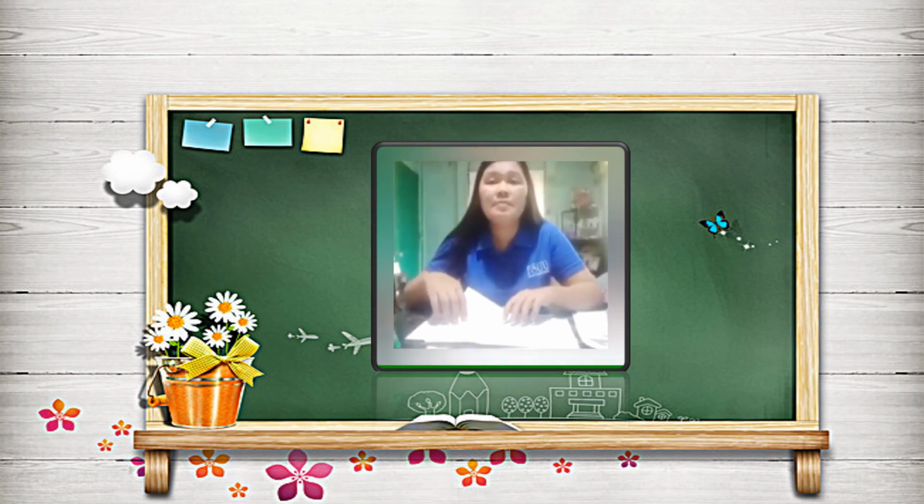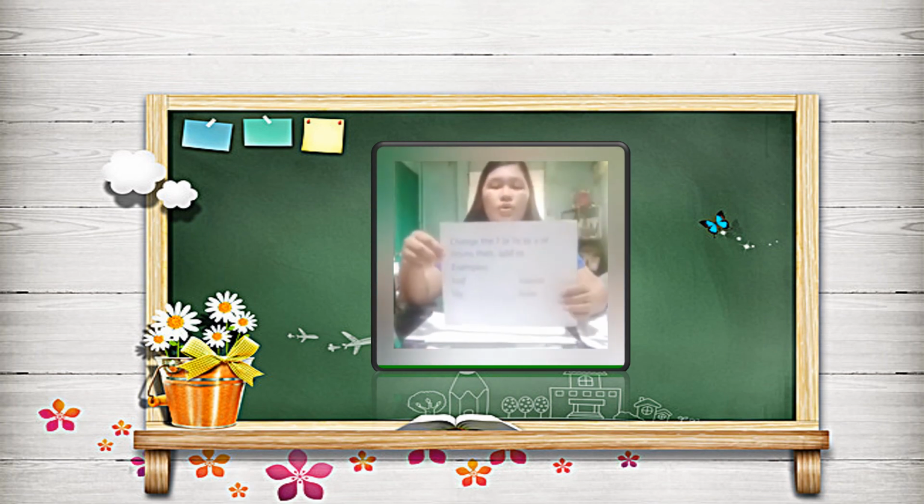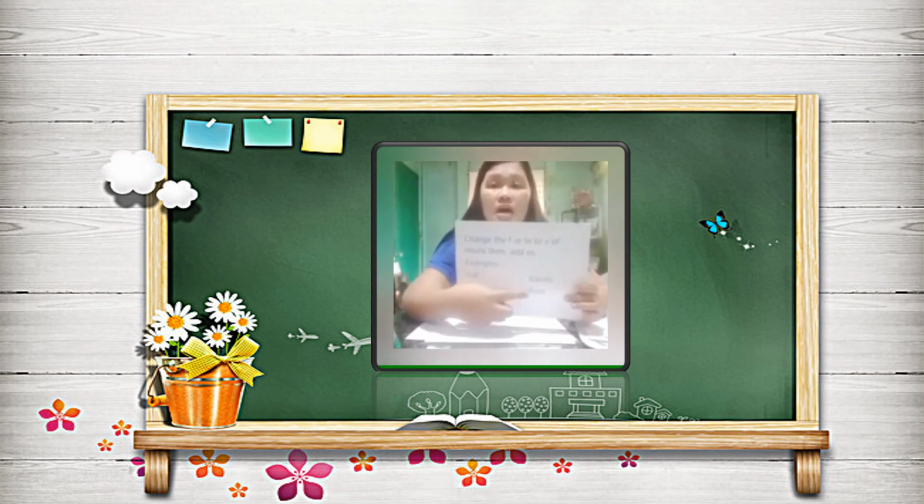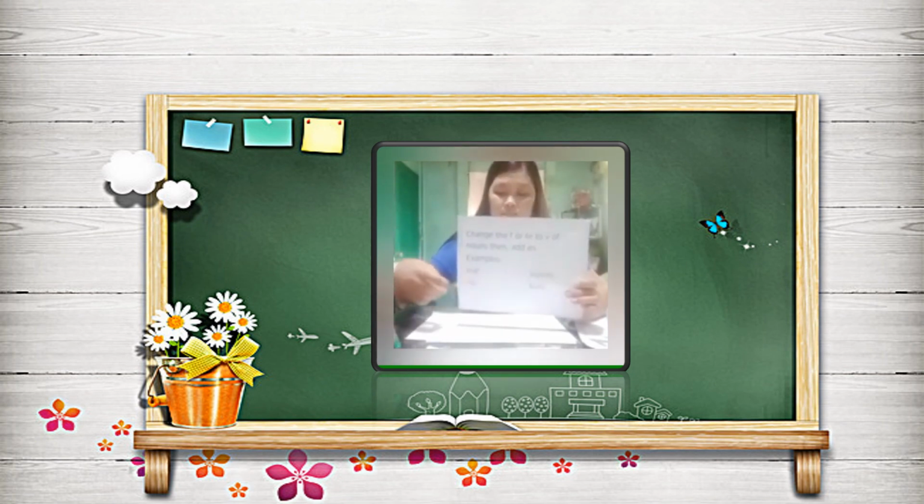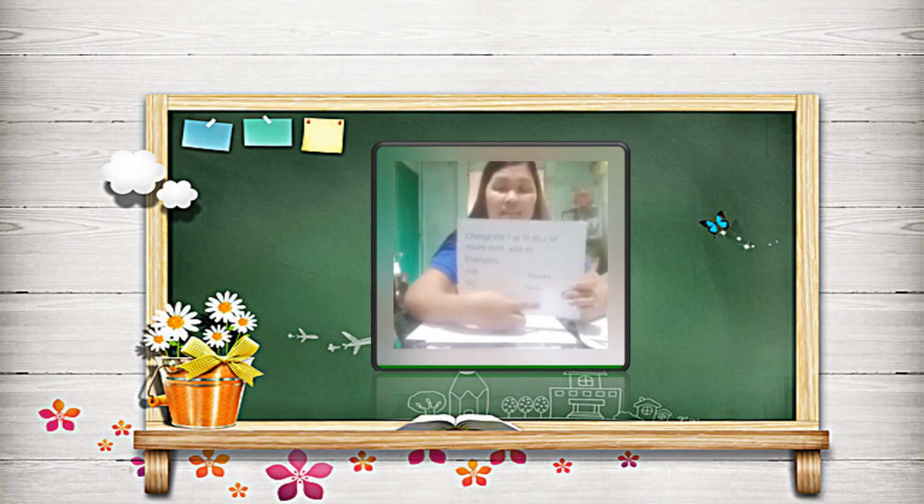Next, there are also some nouns which end with F or FE. Now, what do we do? We change the F or FE to V, then add ES. Examples, we have loaf, becomes loaves. Loaf ends with F, so you change that to V, then you add ES. Another example, life, which ends with FE, change it to V, then you add S.